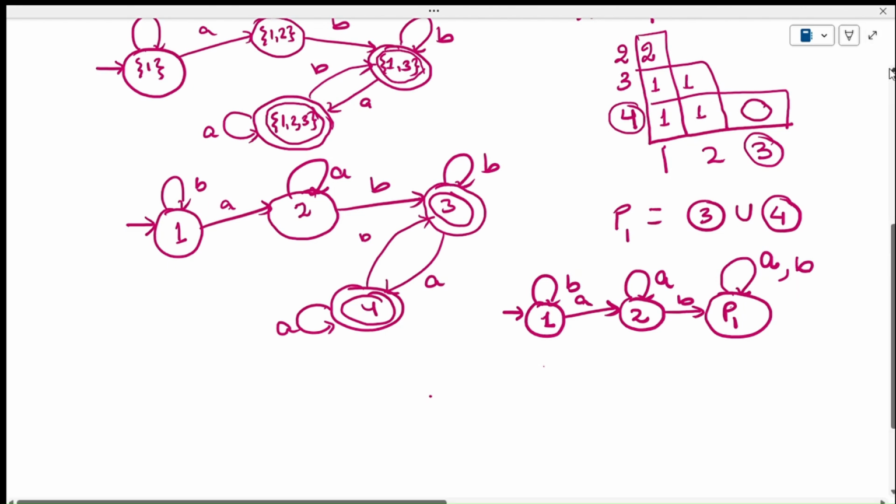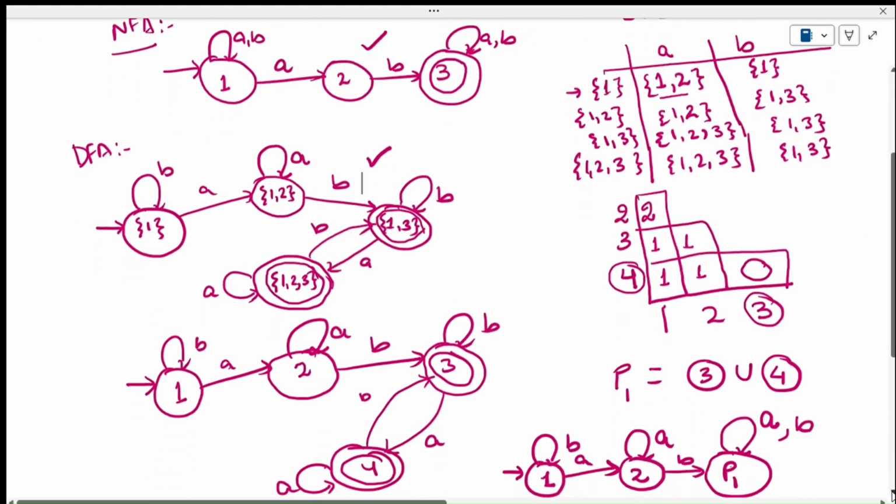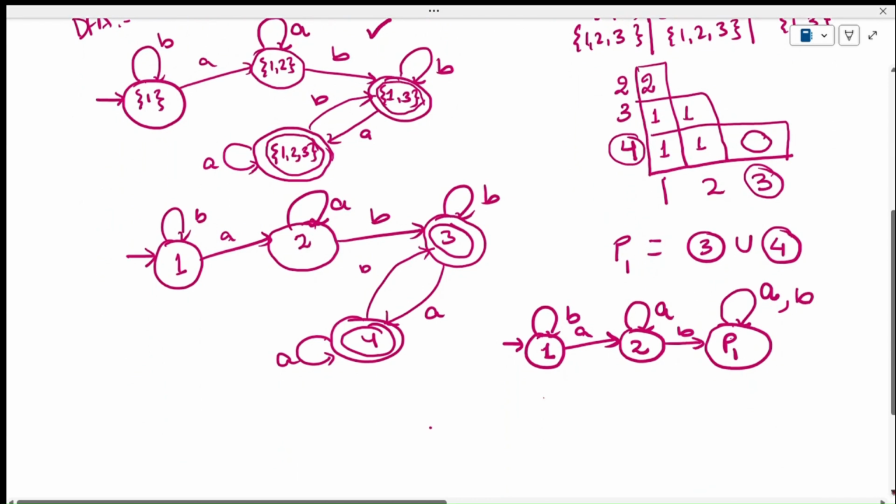Start with this. This was the original NFA. We converted this into this DFA, and this DFA was minimized to find the minimal DFA. So this is the minimal DFA.